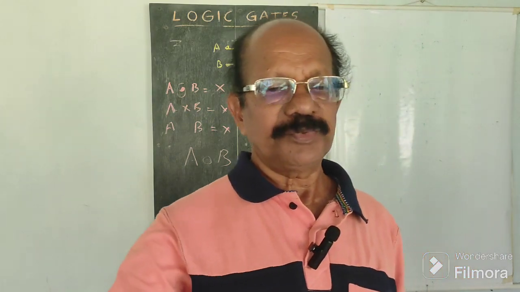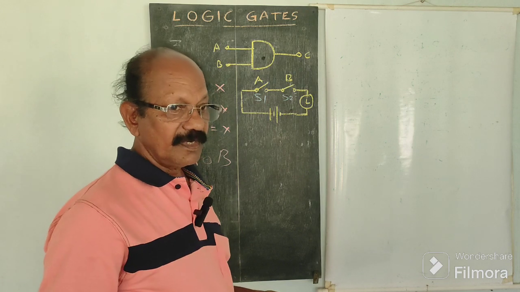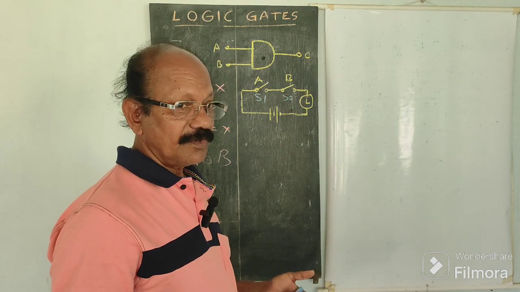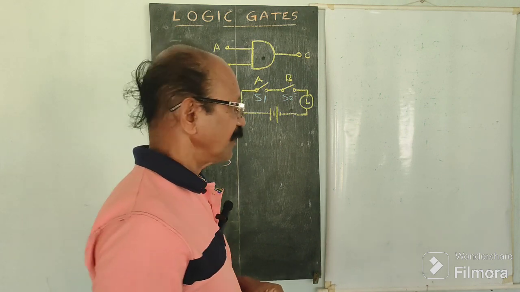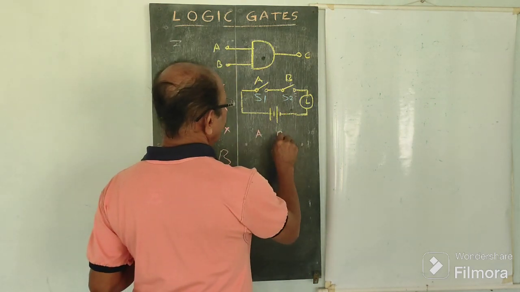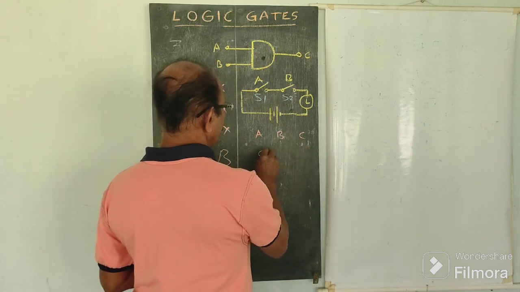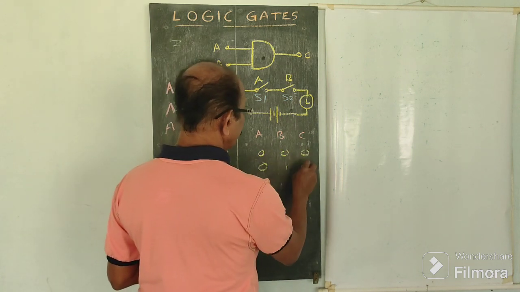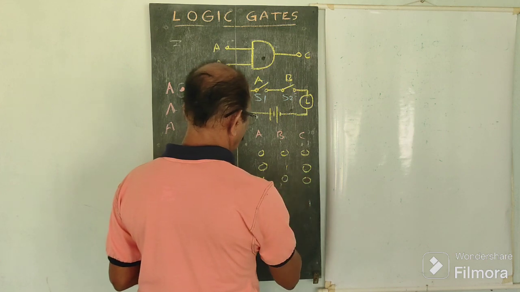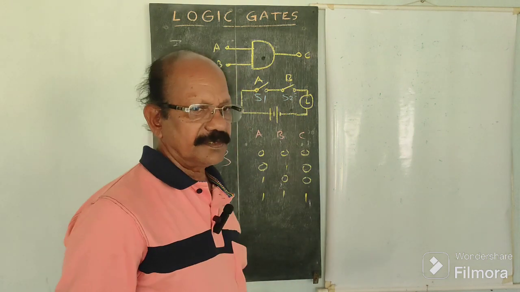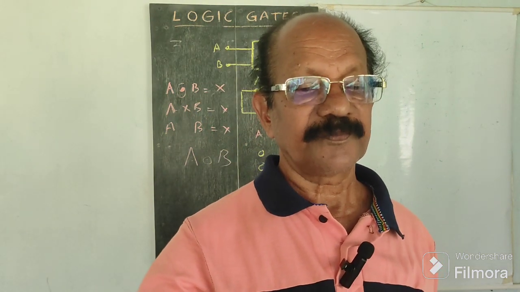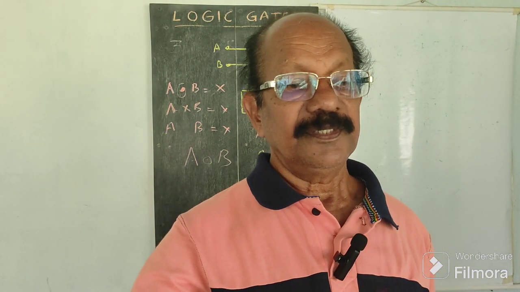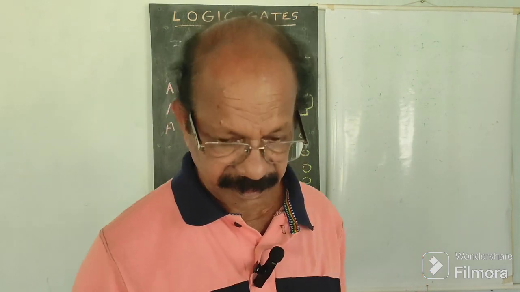Then what will be the truth table for 2 inputs? 0 0 0, 0 1 0, 1 0 0, 1 1 1. A, B, C: 0 0 0, 0 1 0, 1 0 0, 1 1 1. This is the simple way of a truth table. Then we can see the next.